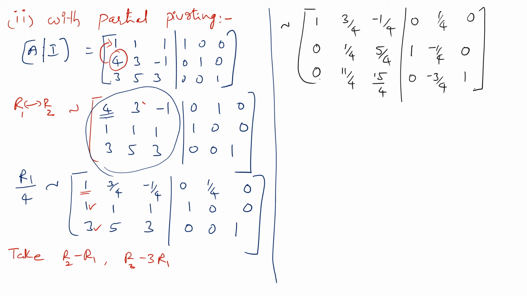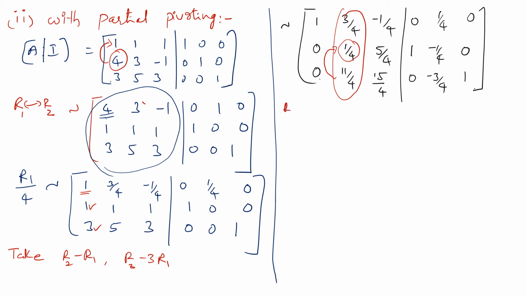Okay, next, what is the next step? I have to convert this a21 to 1. For this, first I have to bring, in the second column, the largest value to the a22 position. So take 11 by 4 to the position of a22. The largest value in the second column is 11 by 4.